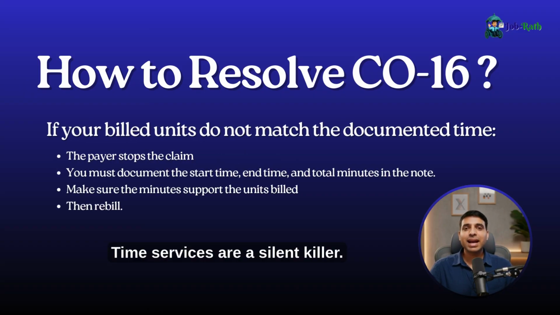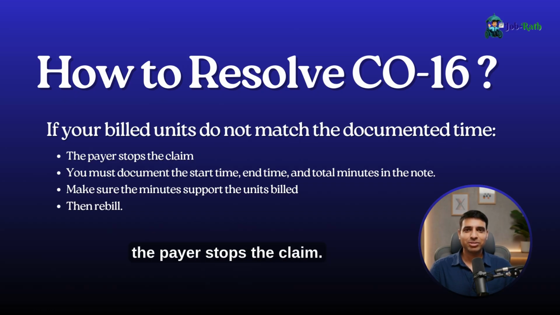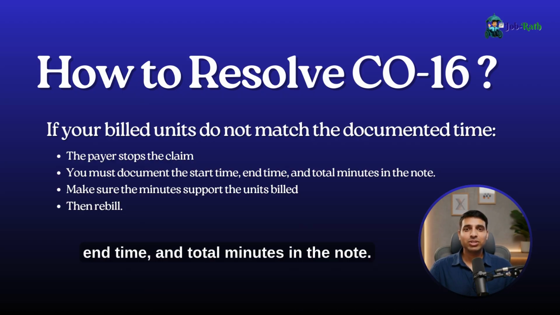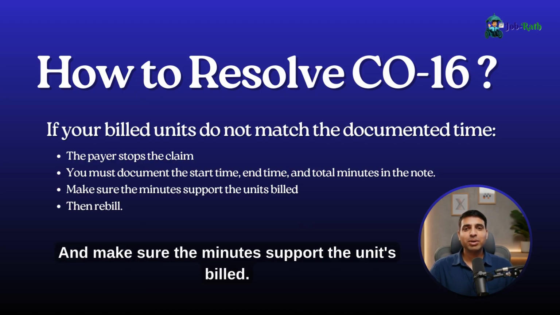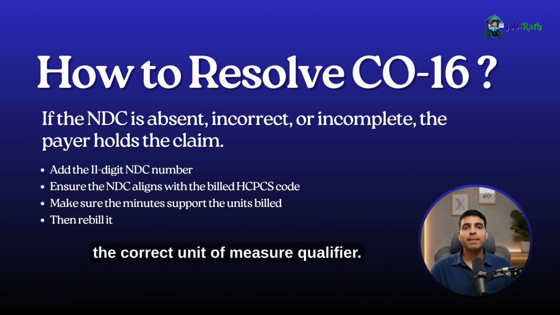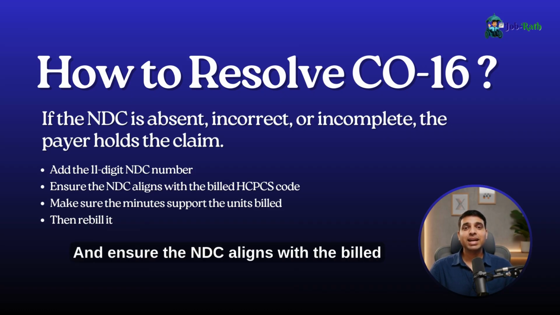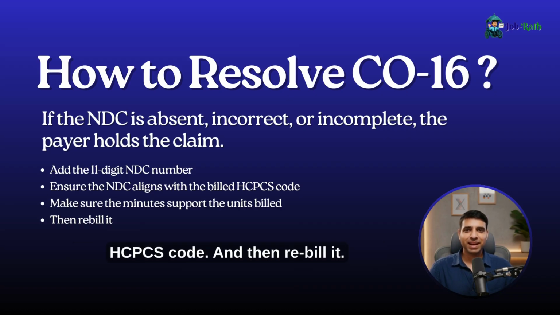Timed services are a silent killer. If your billed units do not match the documented time, the payer stops the claim. So document the start time, end time, and total minutes in the note. And make sure the minutes support the units billed. Then rebill. If the NDC is absent, incorrect, or incomplete, the payer holds the claim. Add the 11-digit NDC number, the correct unit of measure qualifier. It may be F2, ML, GR, or UN, and the exact given dosage. And ensure the NDC aligns with the billed HCPCS code, and then rebill it.